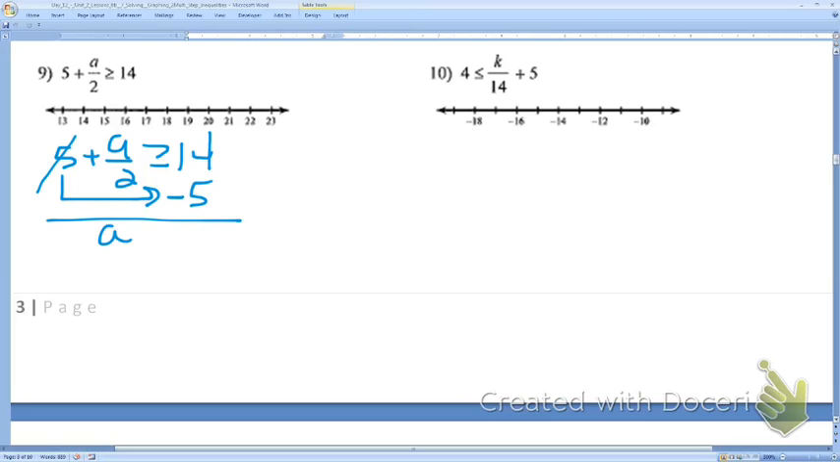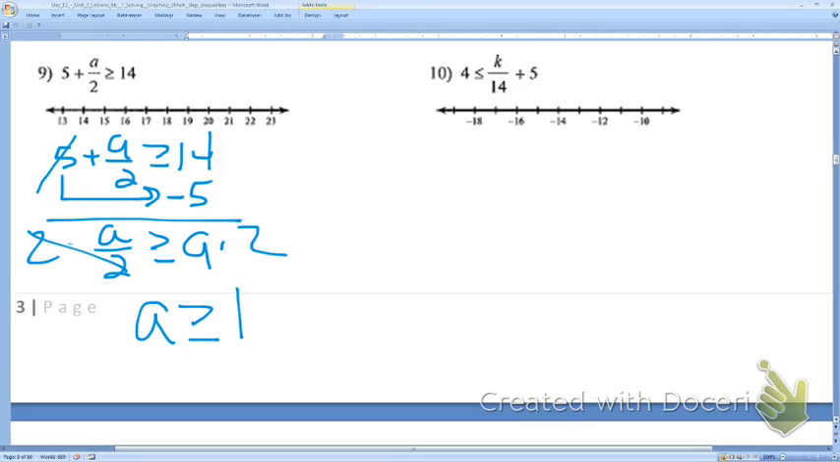So a over 2 is greater than or equal to positive 9. Then I have to divide by, or multiply by 2 because it's under, so I move it up and multiply both sides by 2. So the 2's cancel out. a is greater than or equal to 9 times 2 is 18. I plot my point. It is closed. My variable's on the left, so that means my inequality is pointing in the direction that I want my arrow to go.